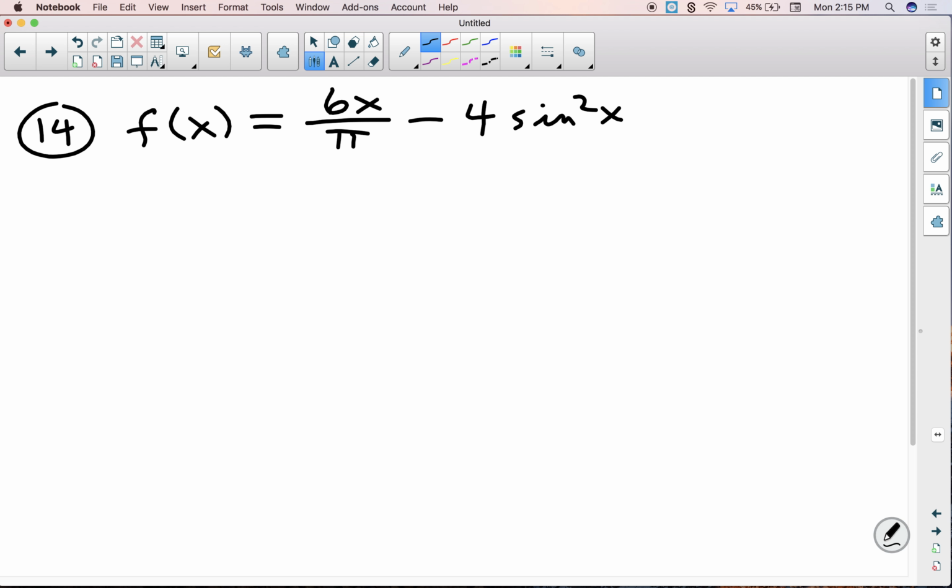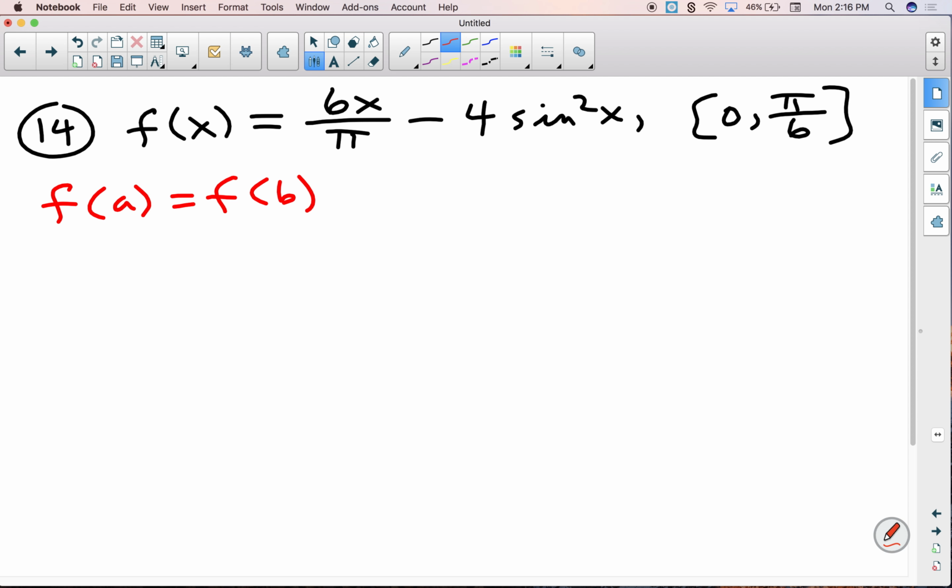What about this guy? Is this for Rolle's theorem? Rolle's theorem again, yeah, sorry, on 0 to pi over 6. Well, let's check to see if the function values at the endpoints of the interval are equal to each other. So does f of a equal f of b? So f of 0, what's f of 0? 0. So sine squared of 0 is 0. Sine of 0 is 0, 0 squared is 0, and then this is 0. So yeah, f of 0 is 0.